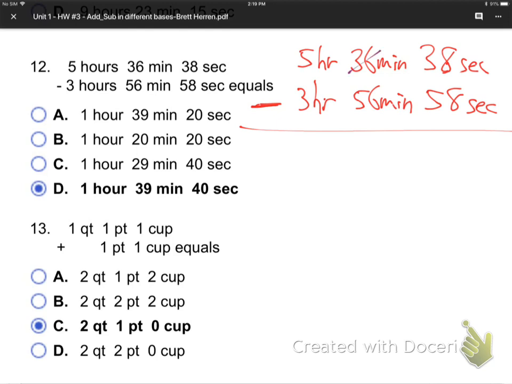So how am I going to borrow? Well, I'll take one of these minutes, making it 35 minutes. Right? I'm borrowing from it. Is that good? And I'm going to bring it to the next column. So how many minutes are coming on over?